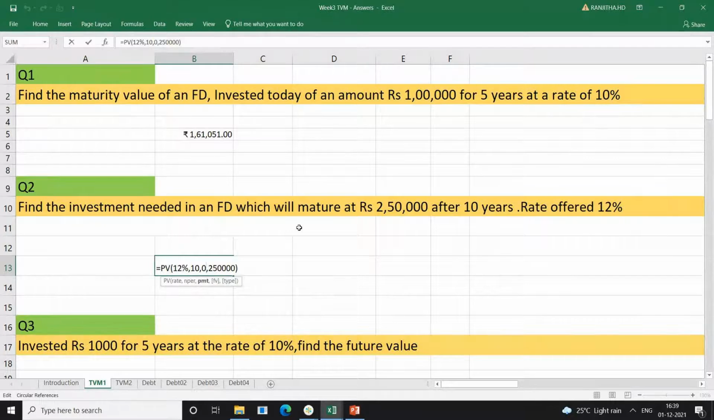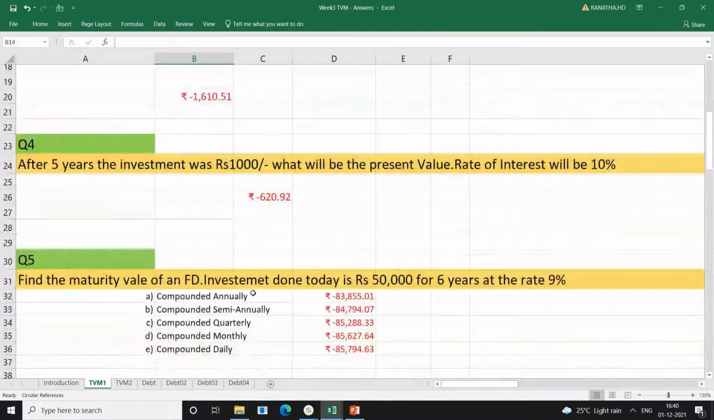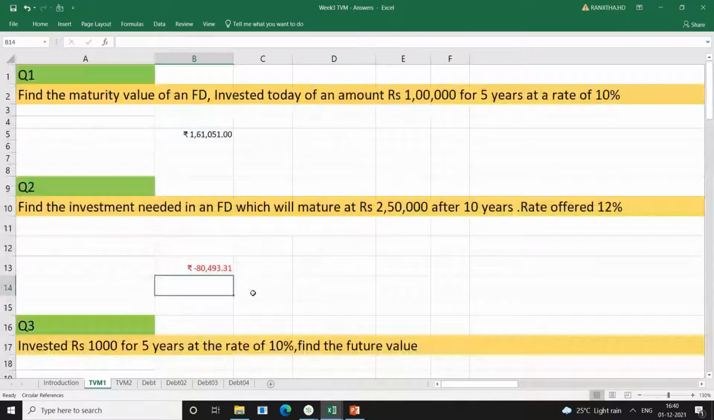So what is the amount they have given? 2,50,000, which is going to mature in 10 years. Then the rate is 12%. Same thing you give here: rate is 12%, N per 10. There is no payment amount. Here we have the future value, that is 2,50,000. If I give that and enter, that is 80,493. You can make this a positive answer by giving the minus symbol for the future value.